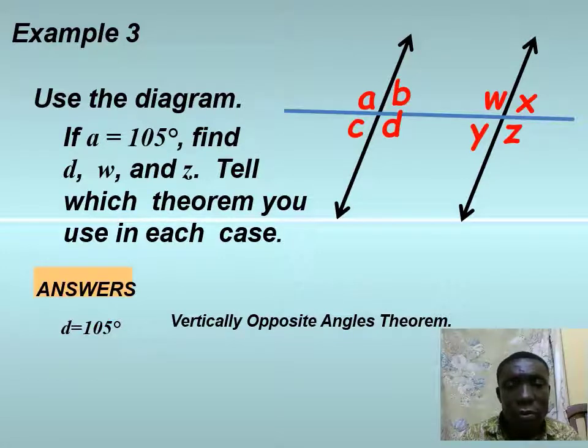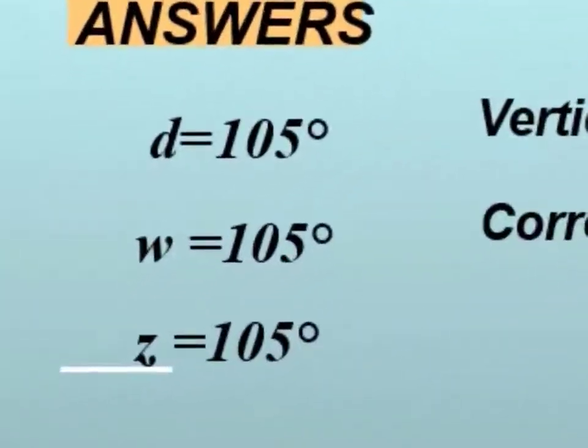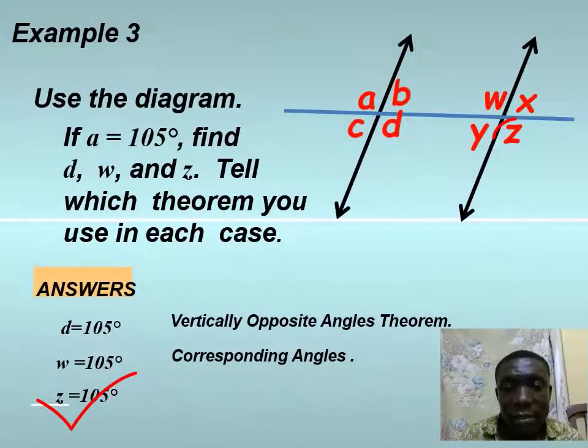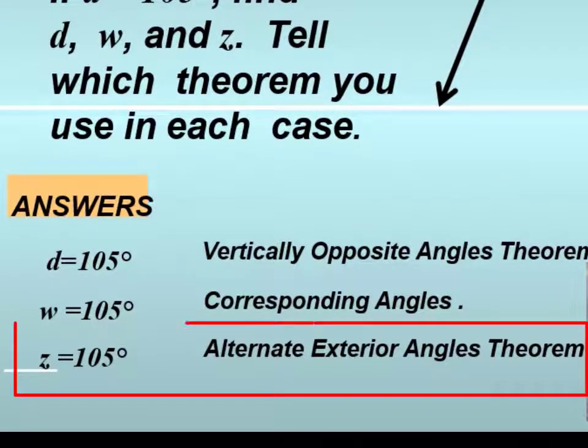Then what is angle W? How can we get angle W? Angle W is also equal to 105 degrees. What reason can we give for that? They are corresponding angles. Angle Z. What is angle Z? Angle Z is 105 degrees. Looking at the position, what can we say is the reason for angle Z being 105 degrees? That is the alternate exterior angles theorem. Angle Z is 105 degrees as a result of the alternate exterior angles theorem.